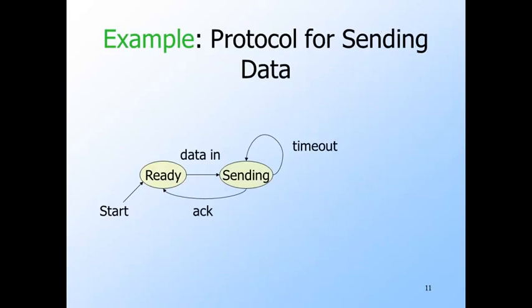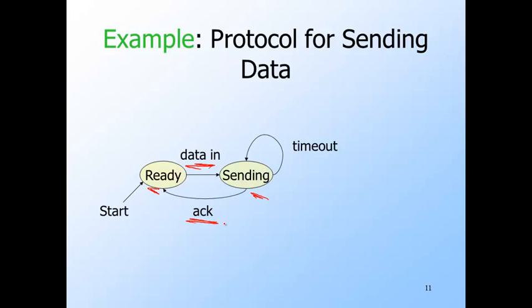Here is an automaton that represents the simplest possible protocol for sending data. The program is in one of two states, ready and sending. It starts in the ready state. Eventually, it gets a signal that some data has been loaded into its buffer, and at that point it enters the sending state, where it does what is necessary to transmit the contents of the buffer. The receiver will send back an ACK signal when the contents are received, in which case we are ready to return to the ready state.